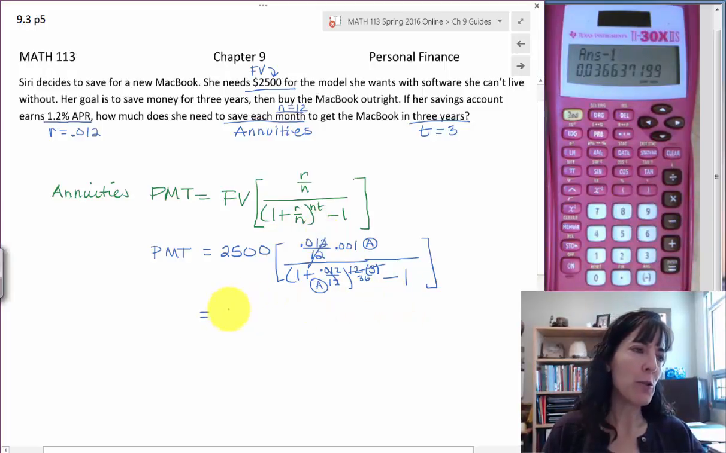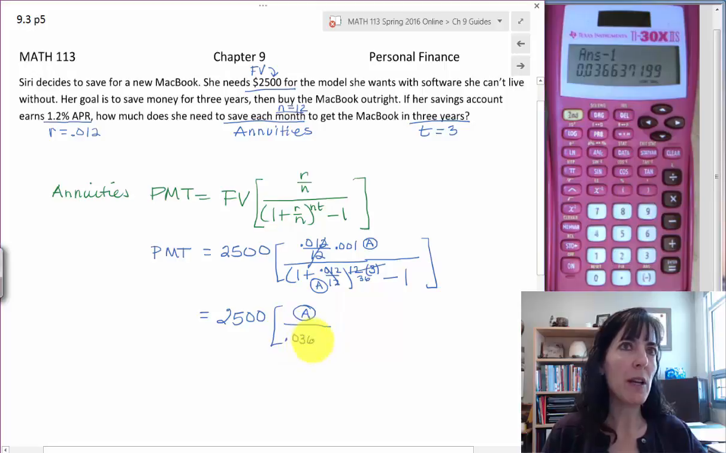and I'm going to take a minute and just write out my work. So I have 2,500 times the quantity of A over what's sitting on my calculator, which is 0.036637, and it goes on.